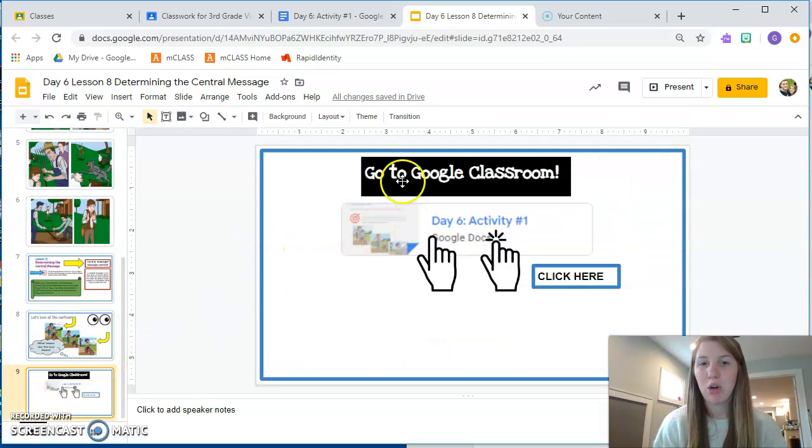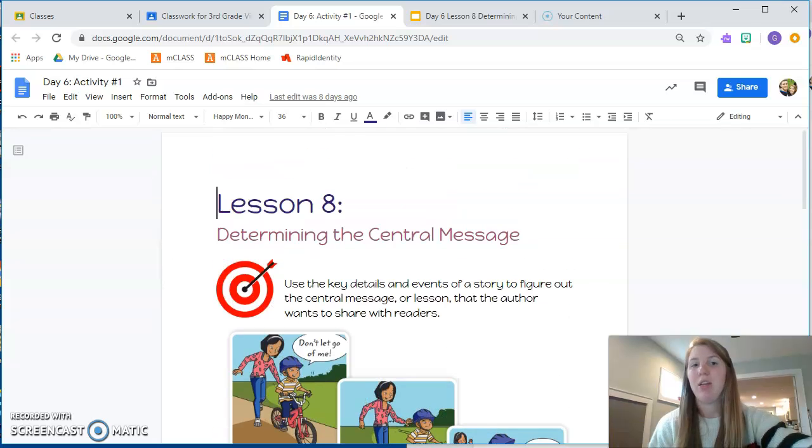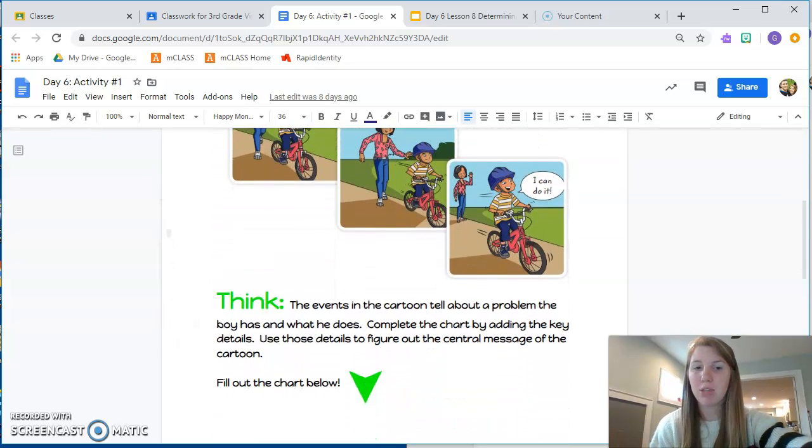I want you to go to Google Classroom and click here on activity number 1. When you click activity number 1, this should come up. It should look the same as your book and have this same cartoon that I'm talking about.